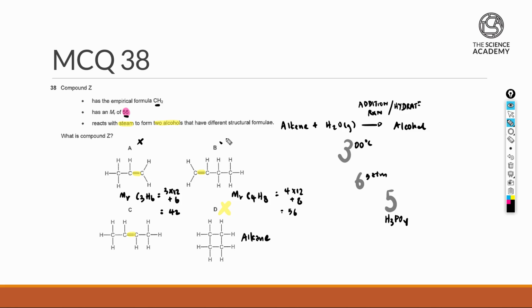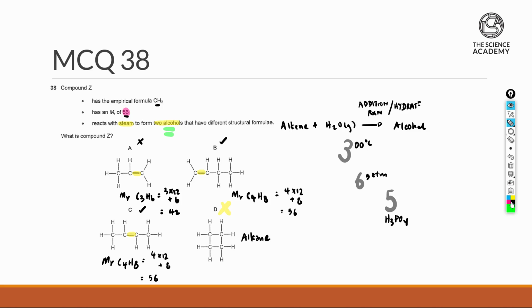It is still within. And C similarly is an isomer of butene. You can see that the double bond is actually shifted. So it definitely will also have the same MR value of 56. The last criteria here is to make sure that they actually give two alcohols after saturation.